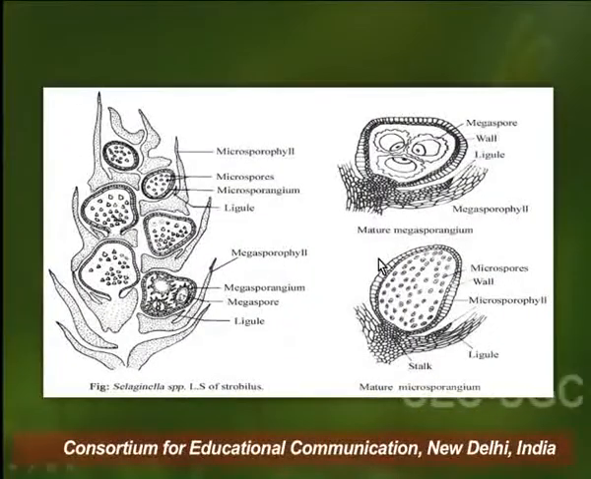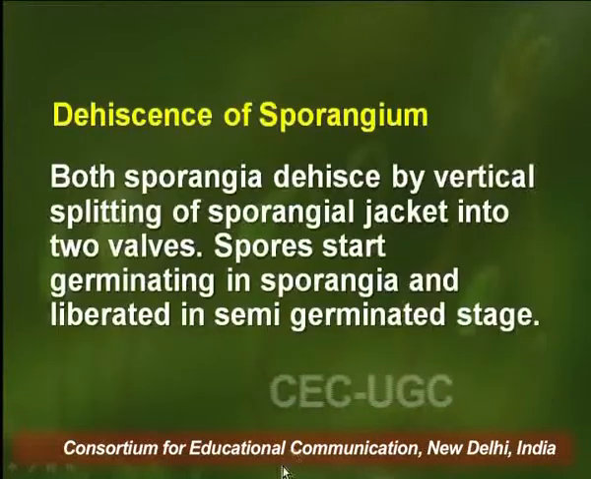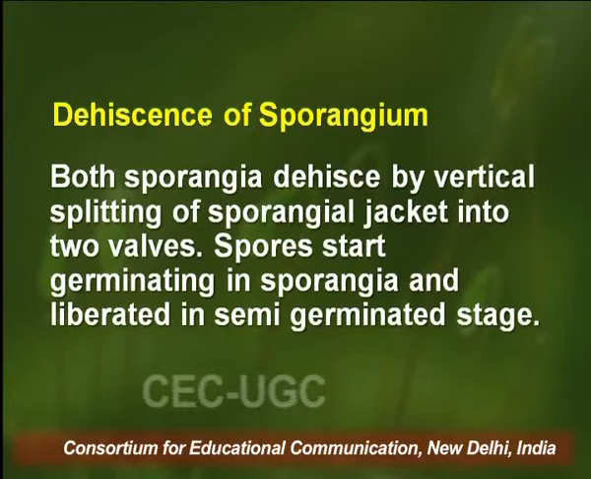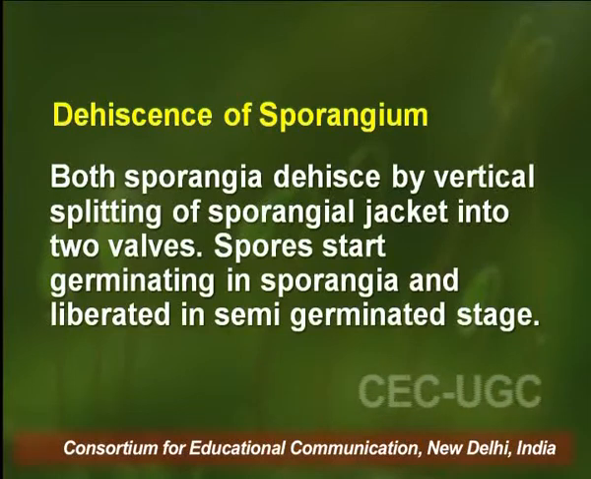Here you can see the megaspore and microspore inside a megasporangium and a microsporangium. Both sporangia dehisce by vertical splitting of the sporangial jacket into two valves. Spores start germinating in the sporangia and are liberated in a semi-germinated stage. The spores are liberated and scattered by wind. Microspores are thrown in small masses near the mother plant and megaspores are thrown to a greater distance.